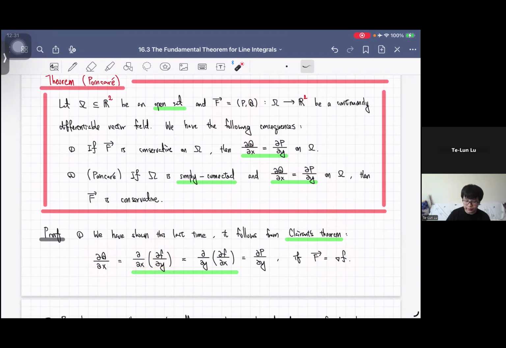And Clairaut's theorem tells us that as long as this is continuous, which is assumed in our statement, then you can exchange the order of differentiation. So in this case, partial x partial y will be partial y partial x. And then again, by definition, this is simply p, right? So we have partial p partial y. So as long as F is conservative, this equation is always true.